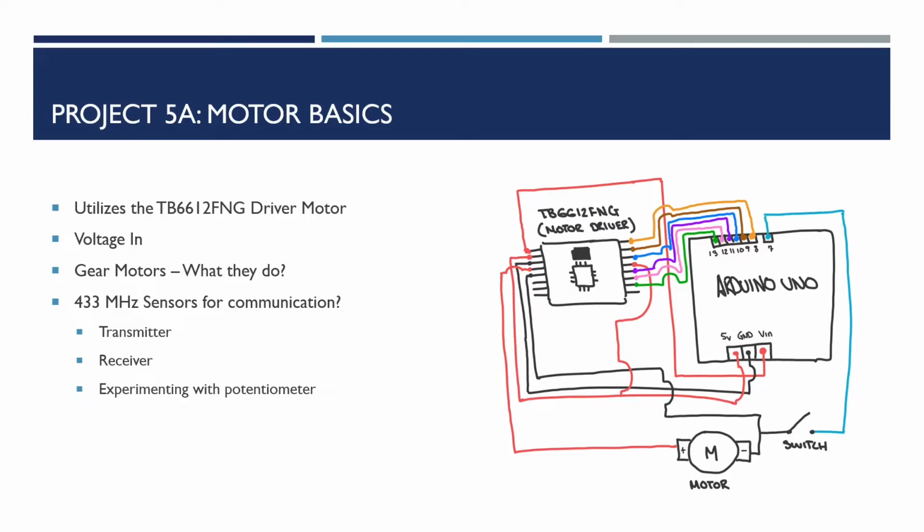So gear motors, they can turn in any direction, and the speed is also controllable with pulse width modulation. So for this assignment, I decided to actually try out the 433 megahertz sensors, the transmitter and the receiver, for the communication. And it worked, and it was interesting to program and use.